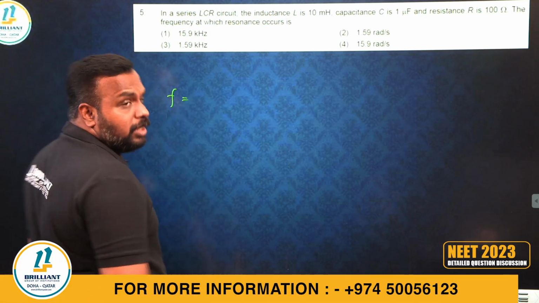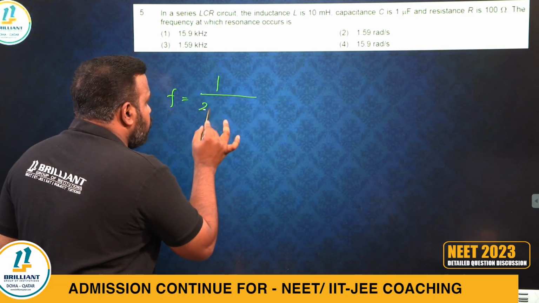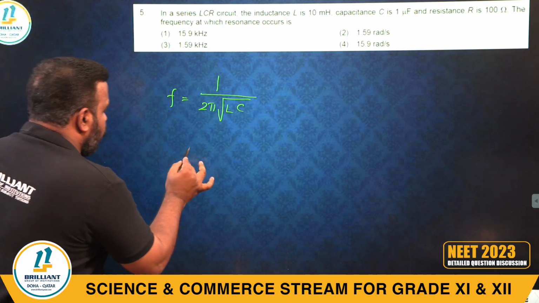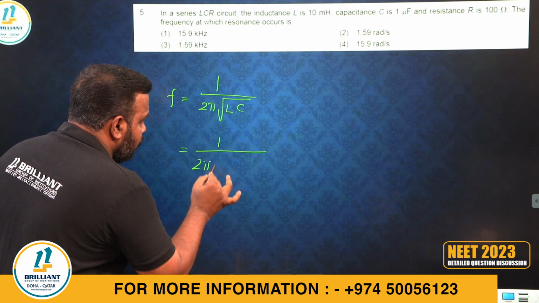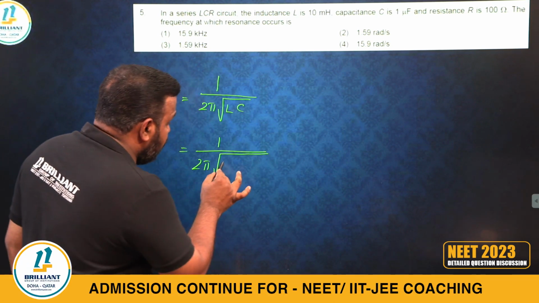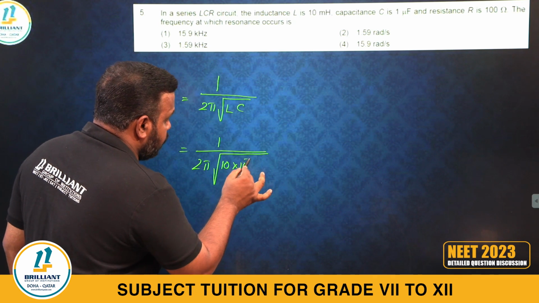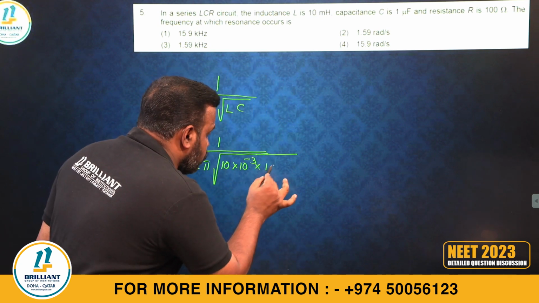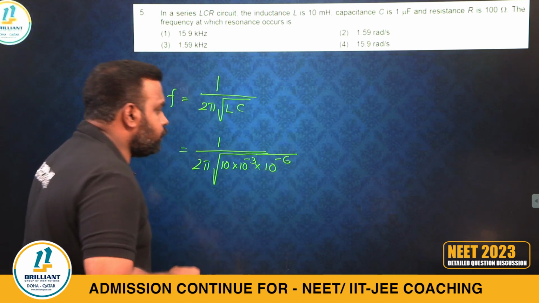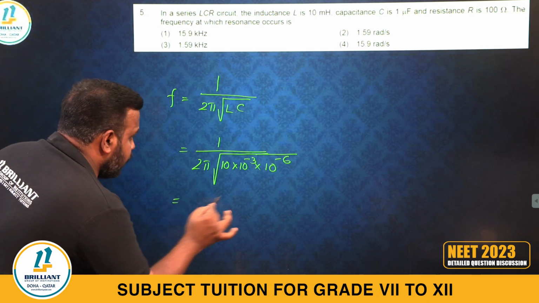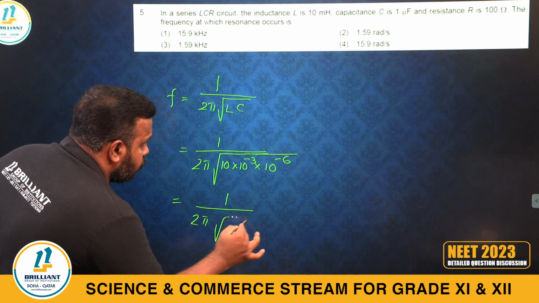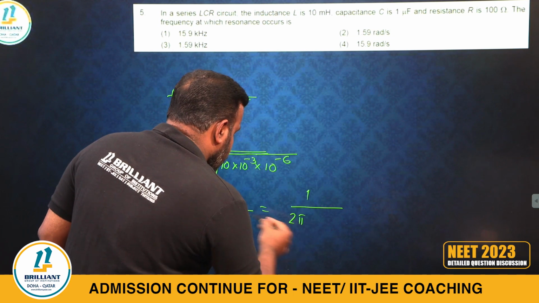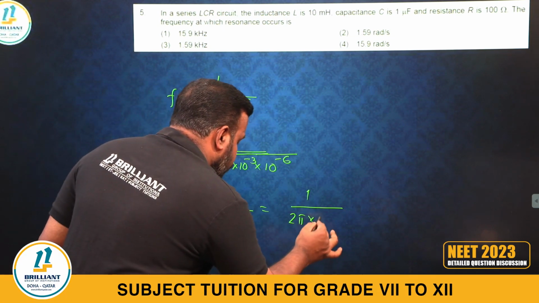f is equal to 1 by 2 pi root LC. This is the formula. Substituting 1 by 2 pi root of L, inductance value 10 milli, 10 into 10 power minus 3 into C value, C is 1 microfarad. Micro is 10 to the power minus 6. So we get 1 by 2 pi into root of 10 to the power minus 8 will come. So it is 1 by 2 pi into what? Square root of 10 to the power minus 8 is 10 to the power minus 4.